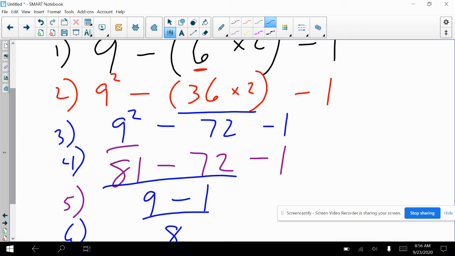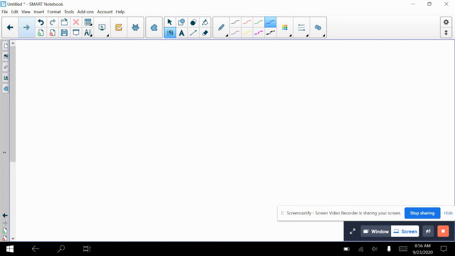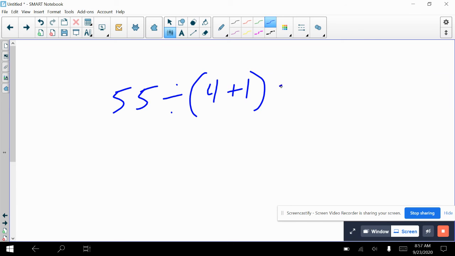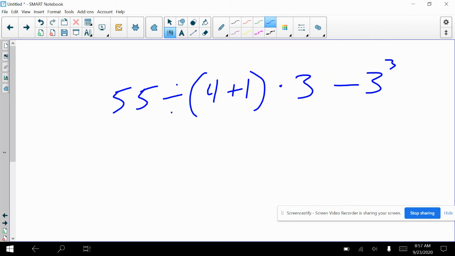Okay. So far, so good. Yes or no? One more? Okay. I'll let you do this one on your own. How's that? All right, here we go. Okay, that's 55 divided by parentheses 4 plus 1 times 3 minus 3 cubed. I'll give you a minute to solve that.